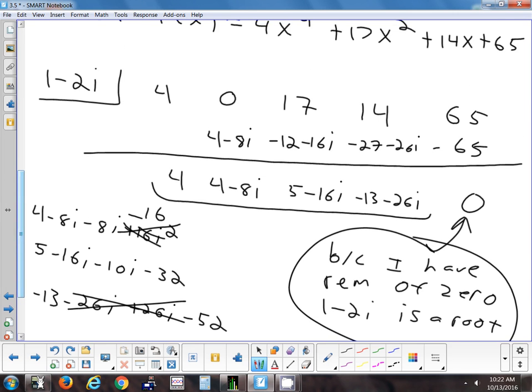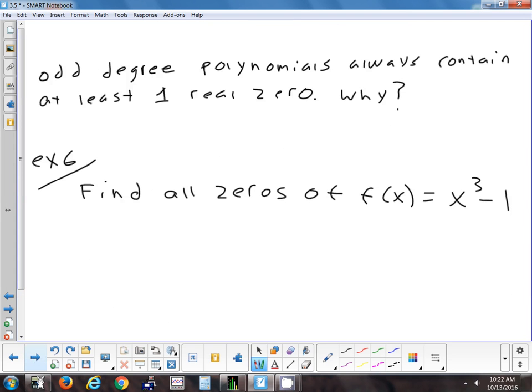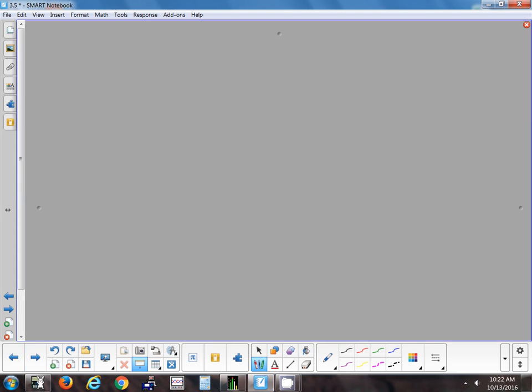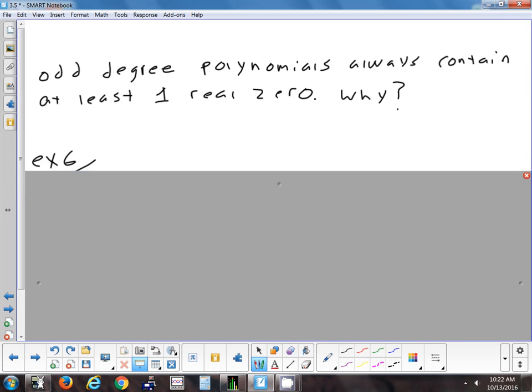Any questions on that? Okay, odd degree polynomials. I want you to picture in your head what any odd degree polynomial looks like. I'm saying that it will always have at least one real 0. In other words, it will always cross the x-axis at least one time. The same is not true for even degree polynomials. Think of a parabola. It doesn't have to cross the x-axis. How come odd degree polynomials do? Yep. Because imaginary zeros only come in pairs, so there's an extra 0 that would have to be a real number.